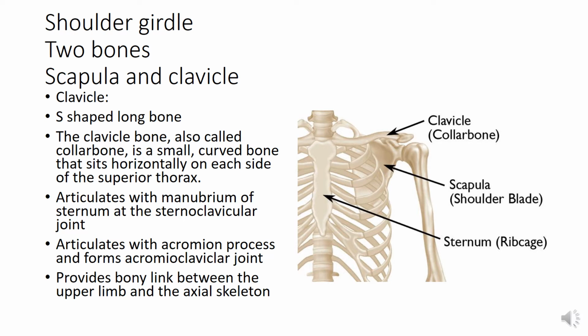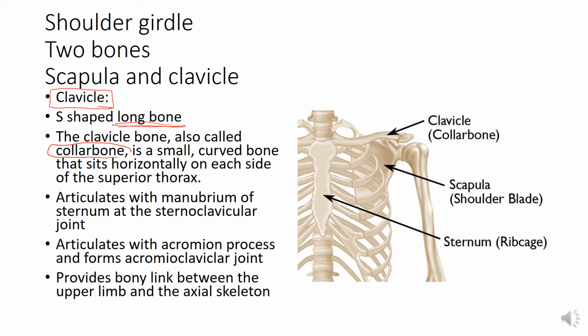Now the clavicle. Let's talk about the clavicle. This is an S-shaped long bone. The clavicle is an S-shaped long bone. Clavicle in Latin means key-like. It is also called the collar bone because it is located in the region of the collar.